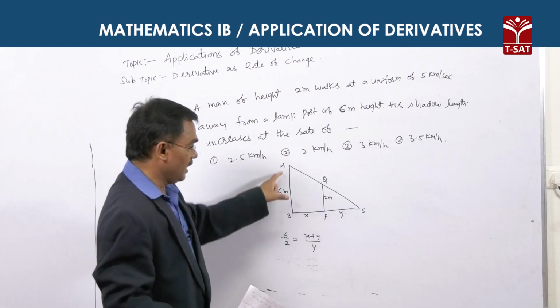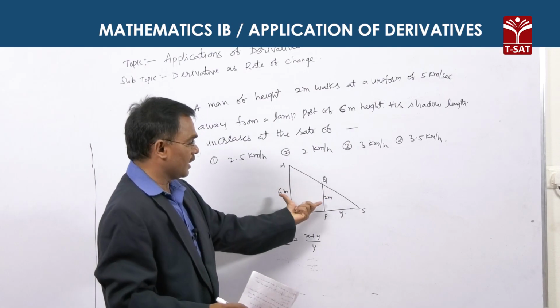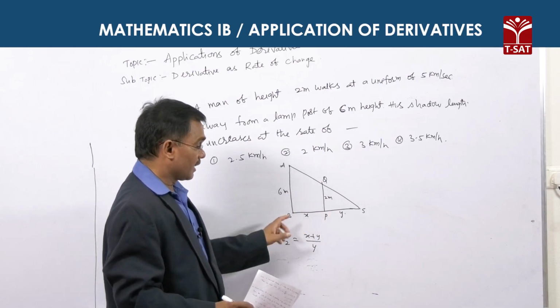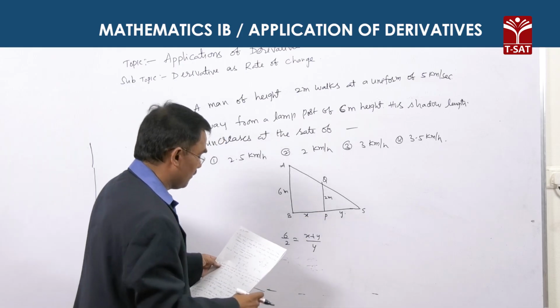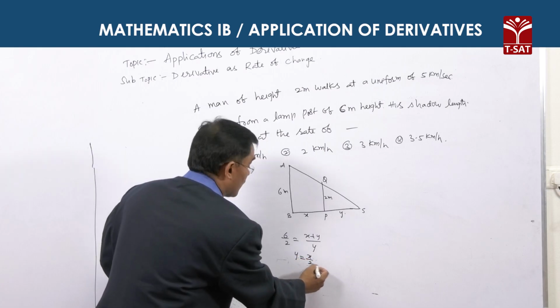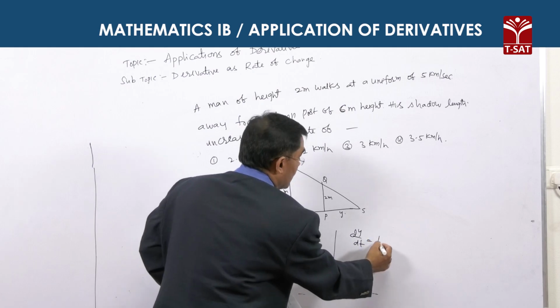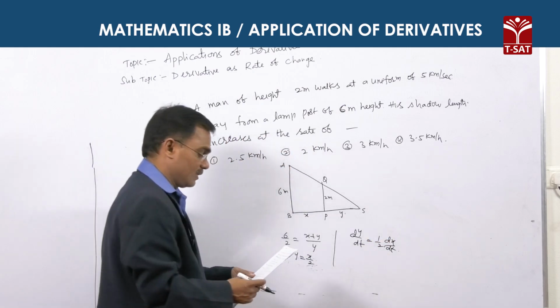You observe ABS and PQS are two similar triangles. Taking the corresponding sides, AB by PQ is equal to BS by PS. Simplifying this, y is equal to x by 2. That implies dy by dt is equal to 1 by 2 into dx by dt, which is given.